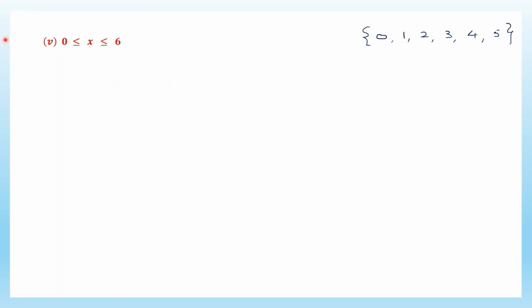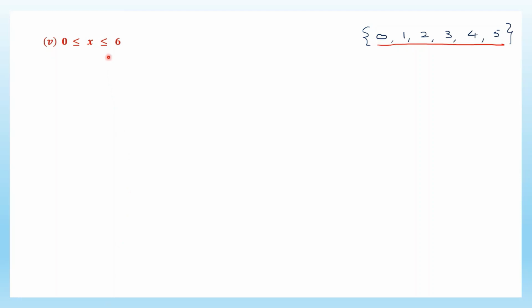Question 5. So let's read this question. Now 0 is less than or equal to x, which is less than or equal to 6. Or you can say x is greater than or equal to 0 and less than or equal to 6. Okay, so x is greater than or equal to 0. So let's just do that part first. It's greater than or equal to 0. So all the numbers that are greater than 0 and equal to 0.